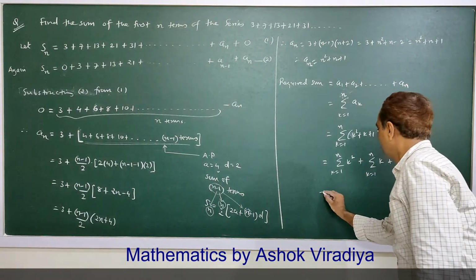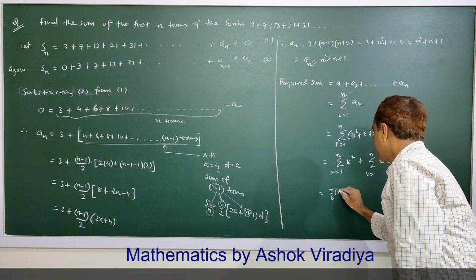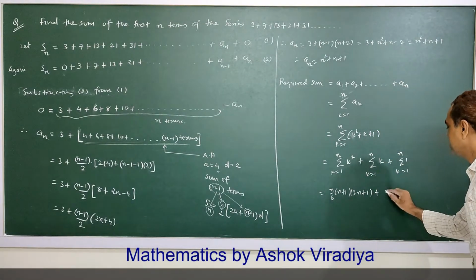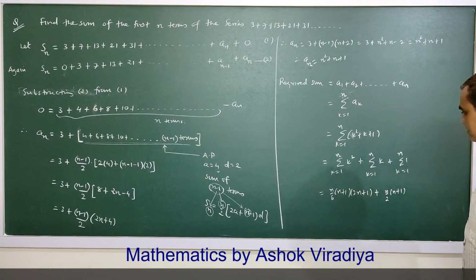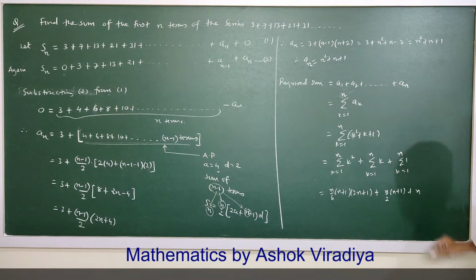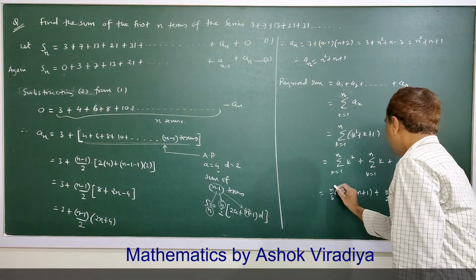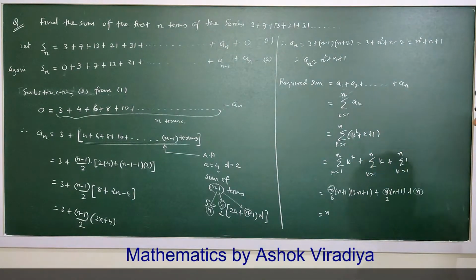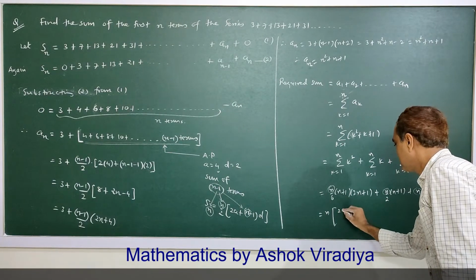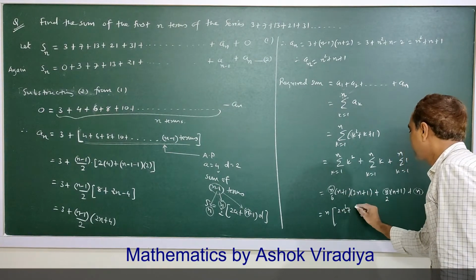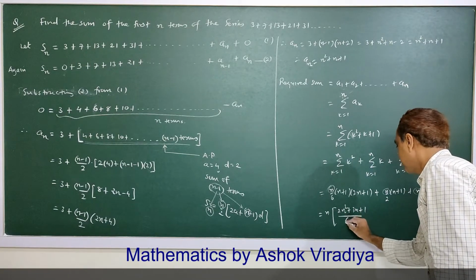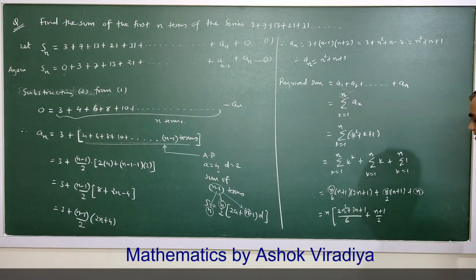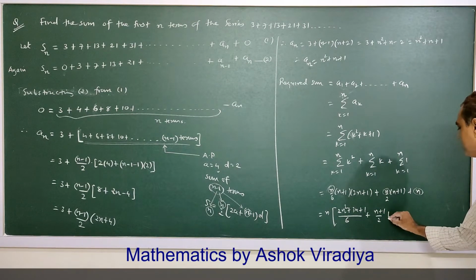So this is equal to sigma k square, which is n by 6 into n plus 1 into 2n plus 1, plus sigma k, which is n by 2 into n plus 1, and this is n. Now you can see that here n is common. I am taking n common. So what is left? Here 2n square plus n plus 2n, that is 3n plus 1 by 6 is left, plus here n plus 1 by 2 is left, plus 1.